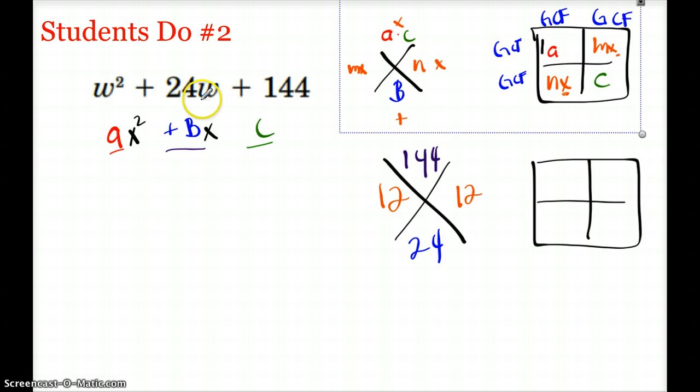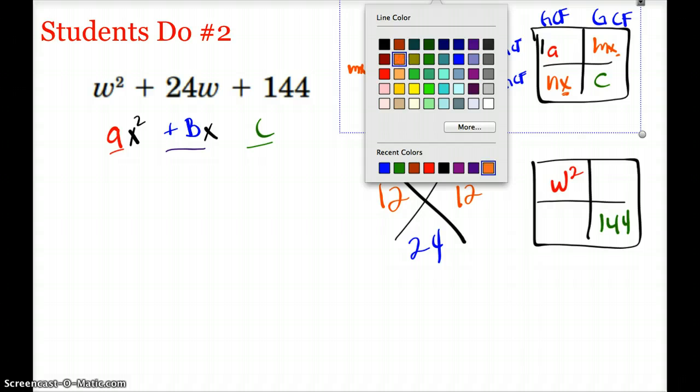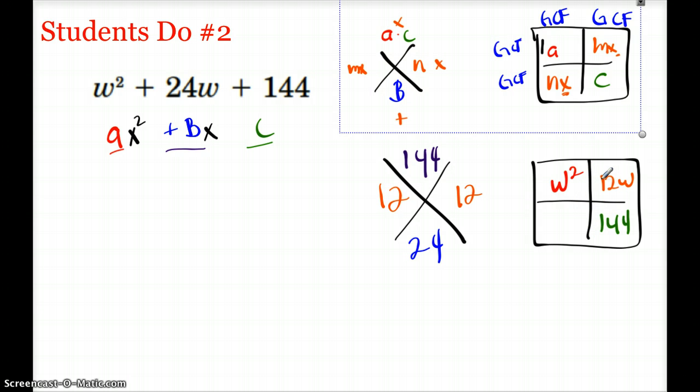Again, A times C, 1 times 144 is 144. B on the bottom, 24. Okay, I'm going to put the C here, 144, and the A term in the front, which is W squared. Okay, and the two missing terms, my two mystery numbers that you were practicing with earlier, are going to be 12W and 12W. GCF of each row, 12 and 144, is 12, W, W, and 12. We'll add W plus 12 and W plus 12.